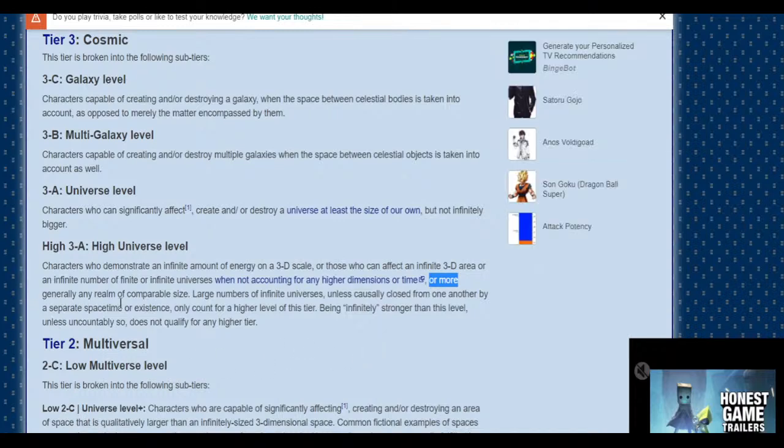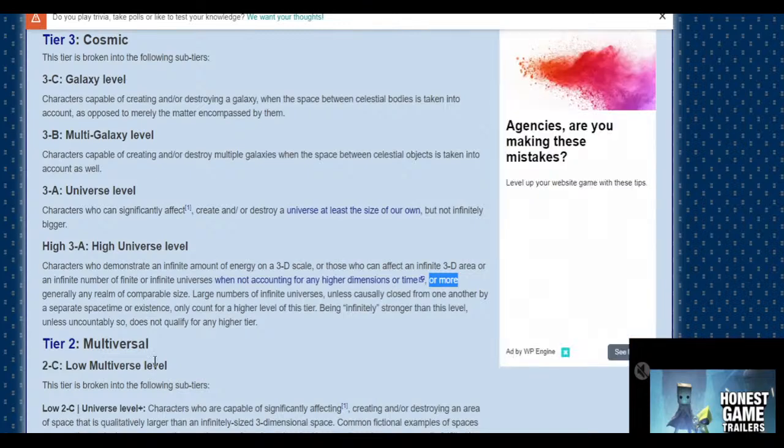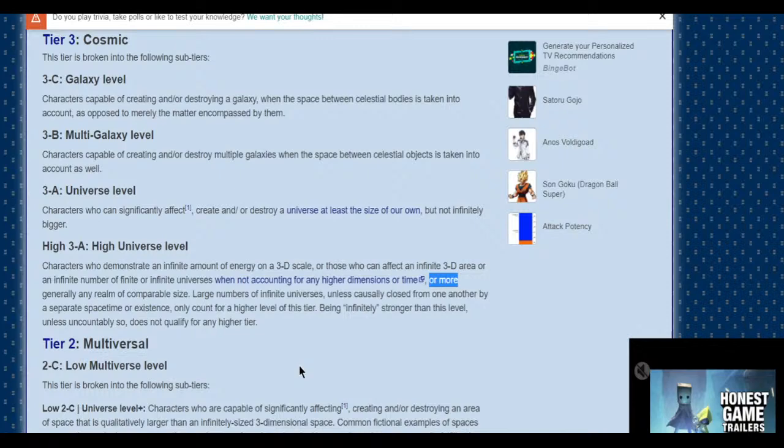Or more generally, any realm comparable in size. Large numbers of infinite universes. So, in other words, if you have an infinite 3D world, that's high universal. If you have an infinite number of finite universes, but they're not separated by any time continuum, and they're just all laying in one giant bubble, it's still high universal.